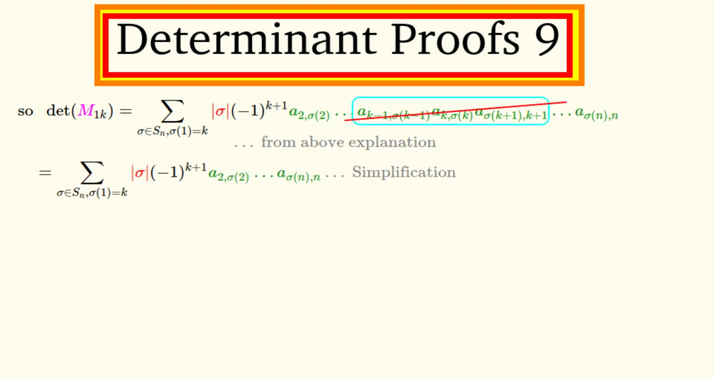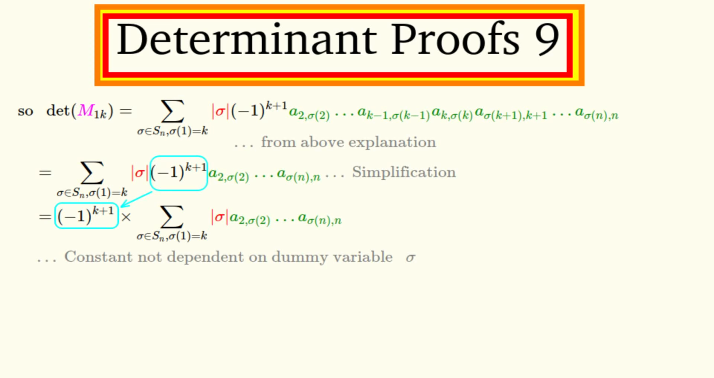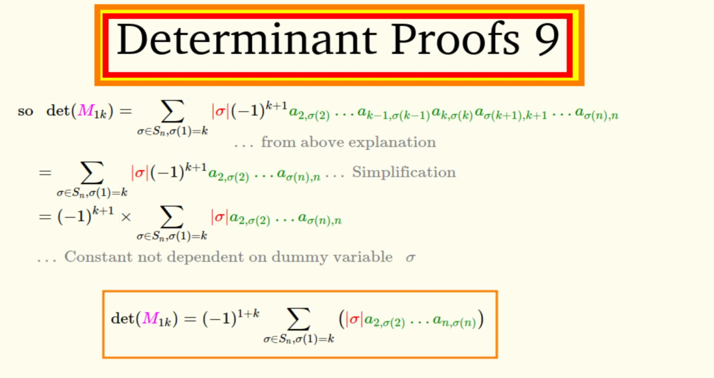And because all of the entries of A from the second to the nth are present, and we don't have to show the missing kth entry, then we can simplify this expression to be this. We can take this term outside of the sum, because it's a constant that's independent of the dummy variable sigma. And so we've got the result that we wanted. The determinant of this minor of A is equal to this expression.